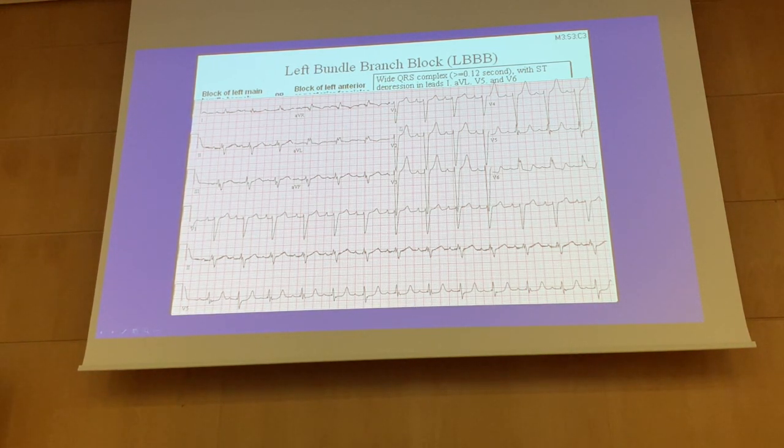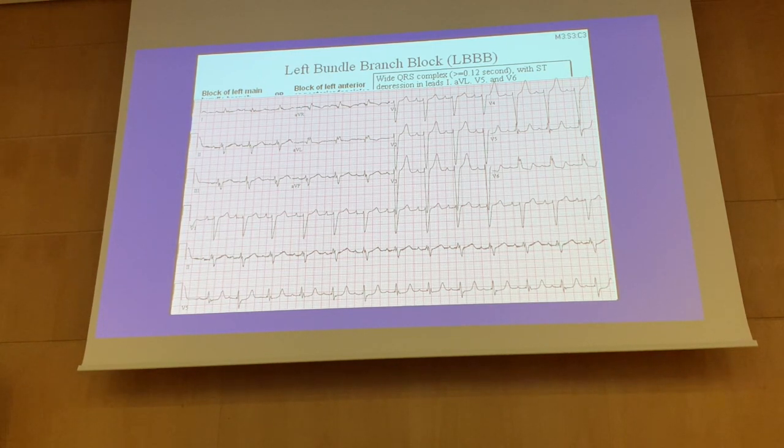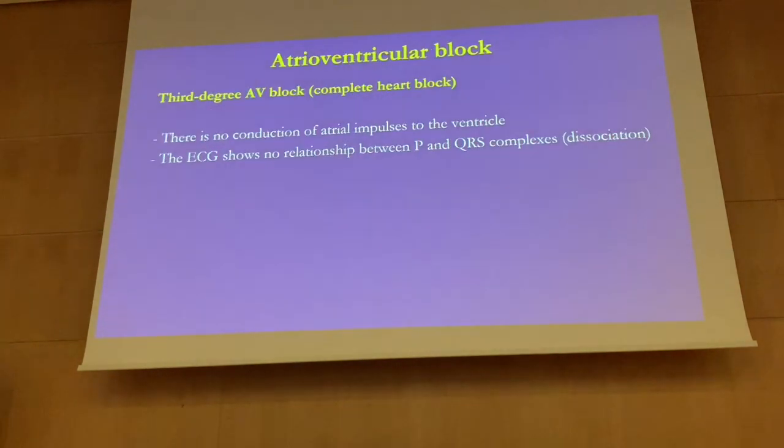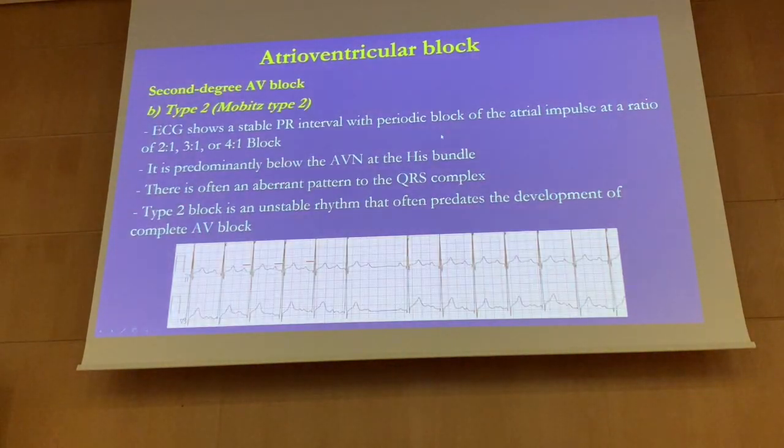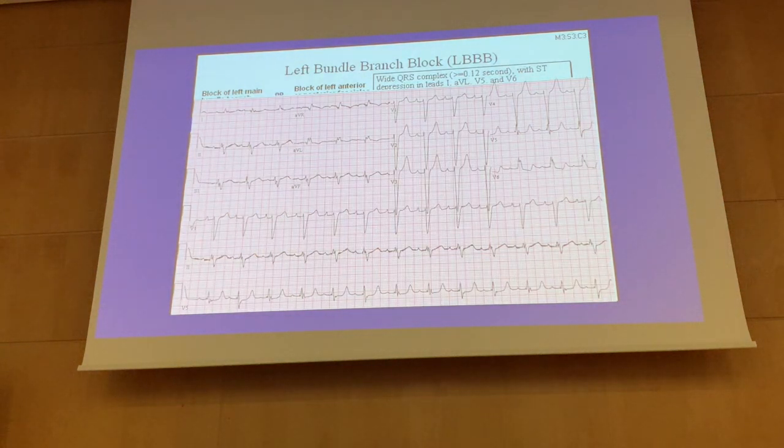It will be a small S wave, tiny, like this one, but not like this. It's very deep, plus a wide QRS. The QRS is wide. That means he has this combination. It has to be left bundle, nothing else. If you see a normal ECG, there will be an S wave, but it will not be a deep, inverted S wave.